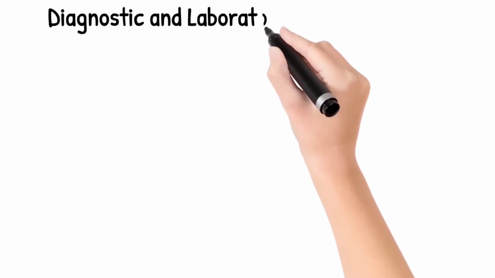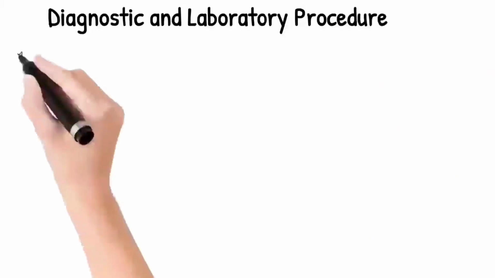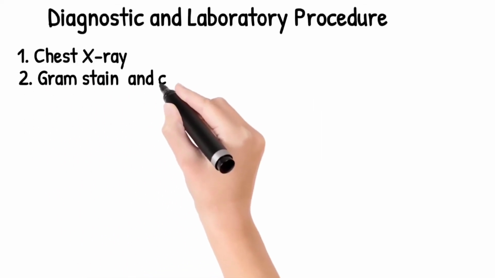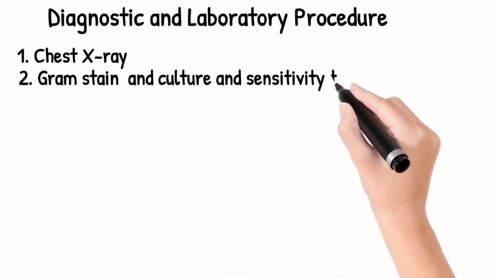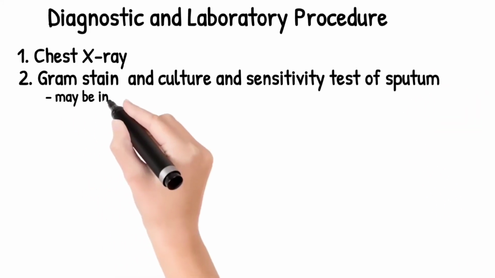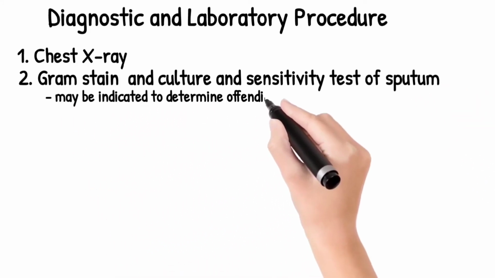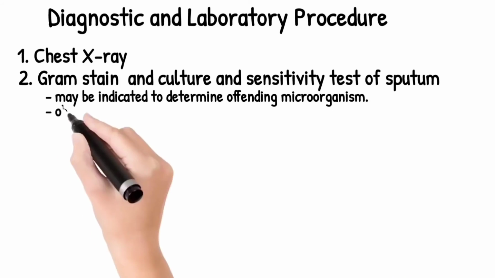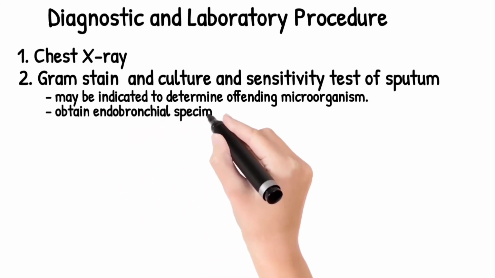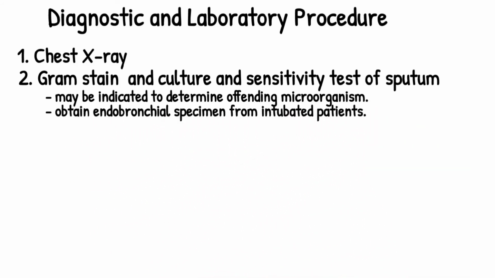For the diagnostic and laboratory procedures, first we have the chest x-ray. This shows a discernible infiltrate and the presence or extent of pulmonary disease, typically consolidation. Second is the gram stain and culture and sensitivity test of sputum. This may be indicated to determine the offending organism. It is obtained in the bronchial specimen from intubated patients.